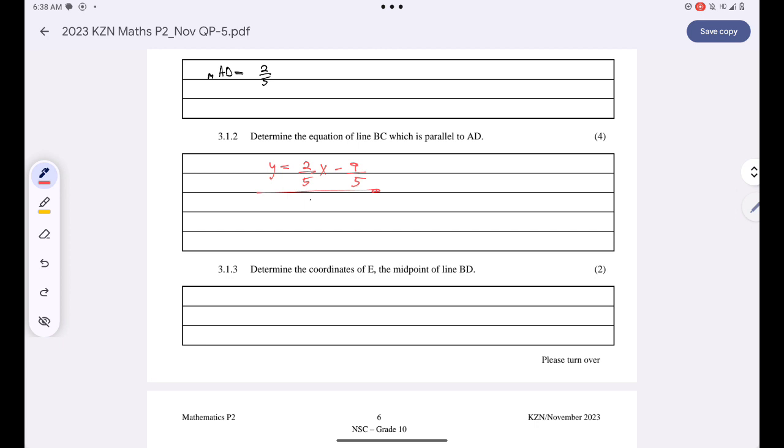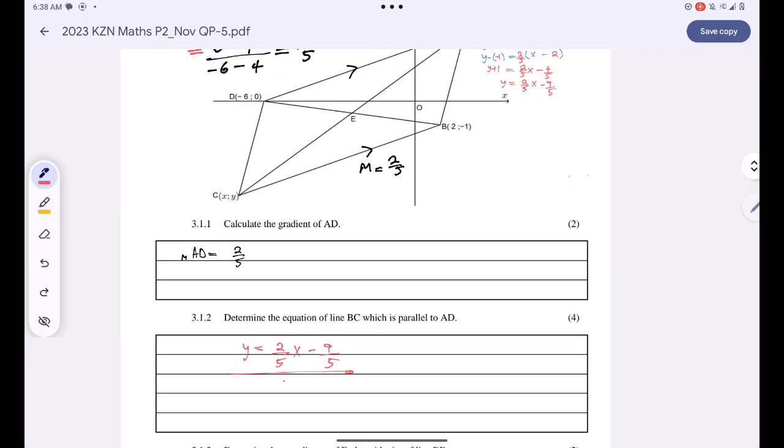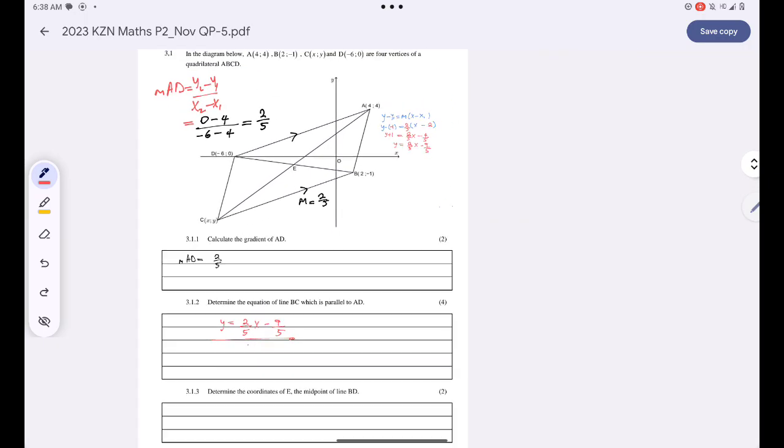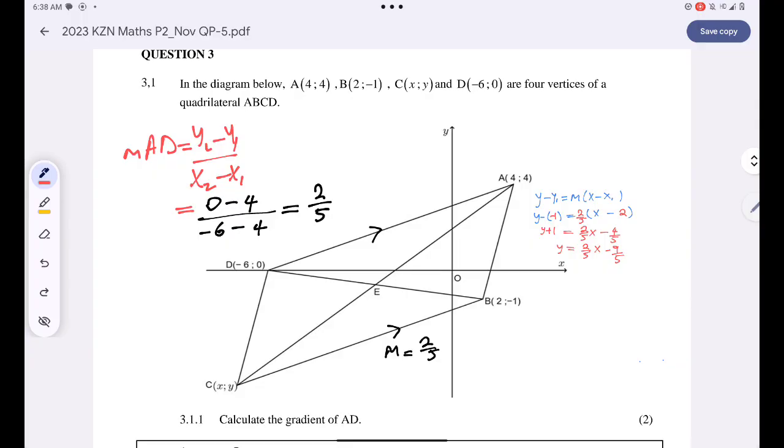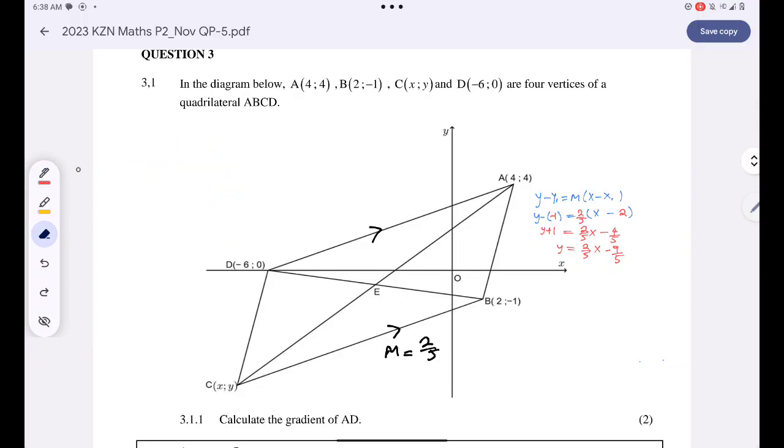Okay, now I'm supposed to determine the coordinates of E, the midpoint of line BD. How can I find the coordinates of the midpoint? There is an expression there on the formula sheet. It's given by M. M is x1 plus x2 all over 2, and then y1 plus y2 all over 2.